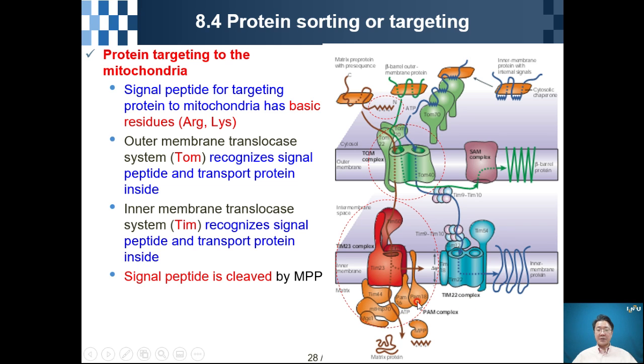After that, this is the mitochondrial matrix. Inside the matrix, this signal peptide is cleaved by MPP protein. So this is the procedure for targeting a protein to the mitochondrial inside. Also, there are other proteins which have a target for the outer membrane or the inner membrane, but we will not cover them in today's lecture.